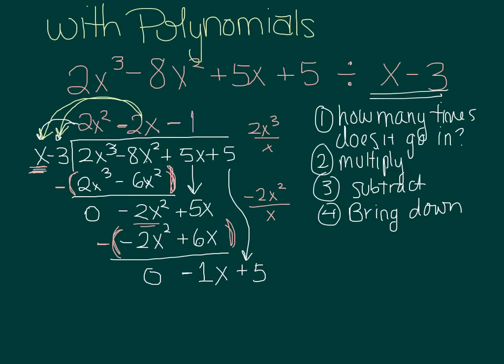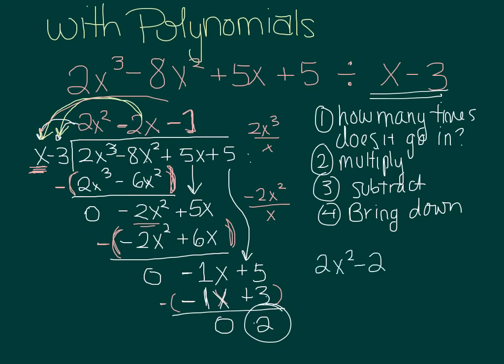Or negative 1, I guess. Negative 1 times x over here is negative 1x. Again, look, we have the same thing. That's really important. Negative 1x. Negative 1 times 3 is plus 3. All right, these cancel out when I subtract. So 0, and then 5 minus 3 is 2. Now I have nothing left to bring down, so looks like I must be done. So my answer would be 2x squared minus 2x minus 1 with a remainder of 2.